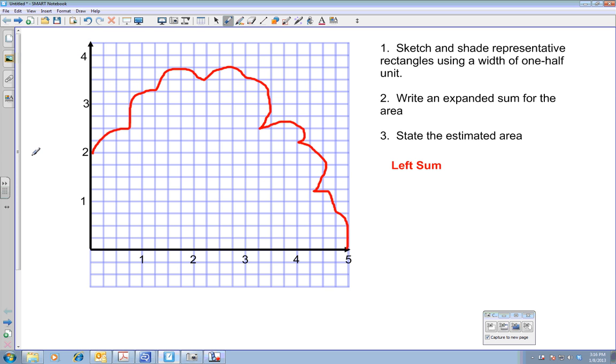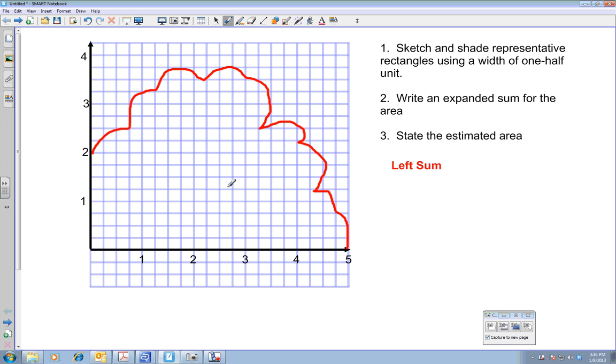Okay, in this lesson, we're going to practice estimating the area under a curve of odd shapes. So we know how to find the area of lots of shapes that we learned in geometry, like a circle, triangle, rectangle, things like that. But now we're going to practice finding the area under the curves of shapes that we're not familiar with.